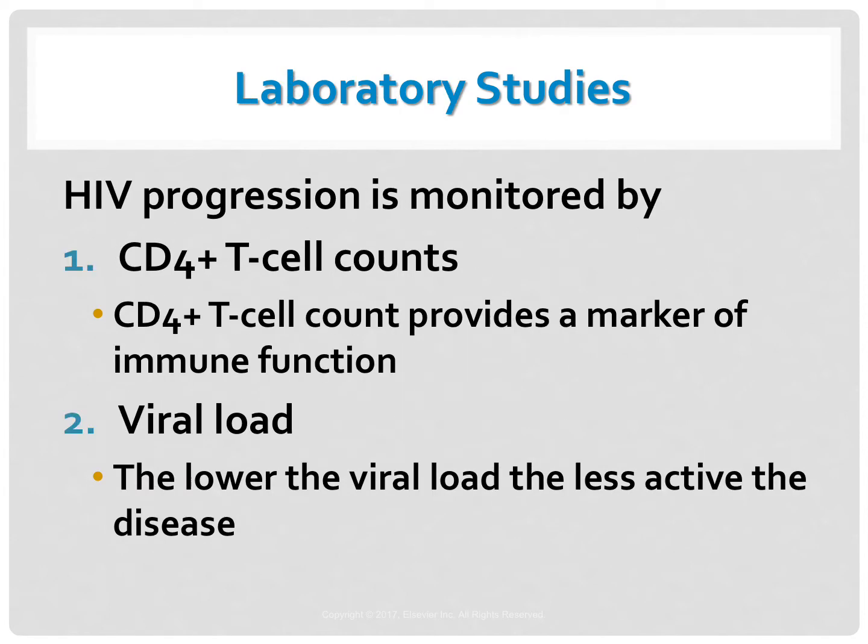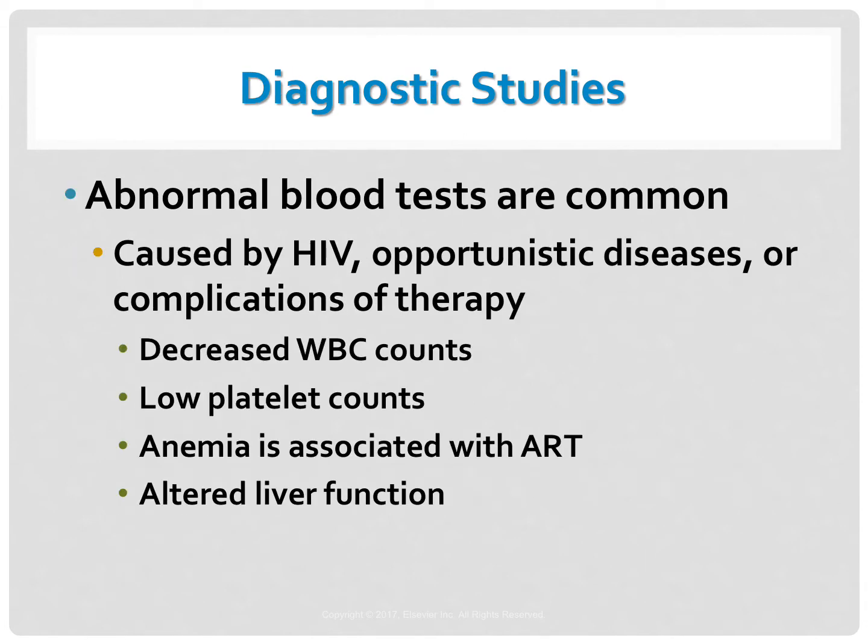For the lab, HIV progression is monitored by CD4 plus T cell counts. Both of these actually provide a marker of immune function. And then the viral load, the lower the viral load, the less active the disease. Abnormal blood tests are basically common.